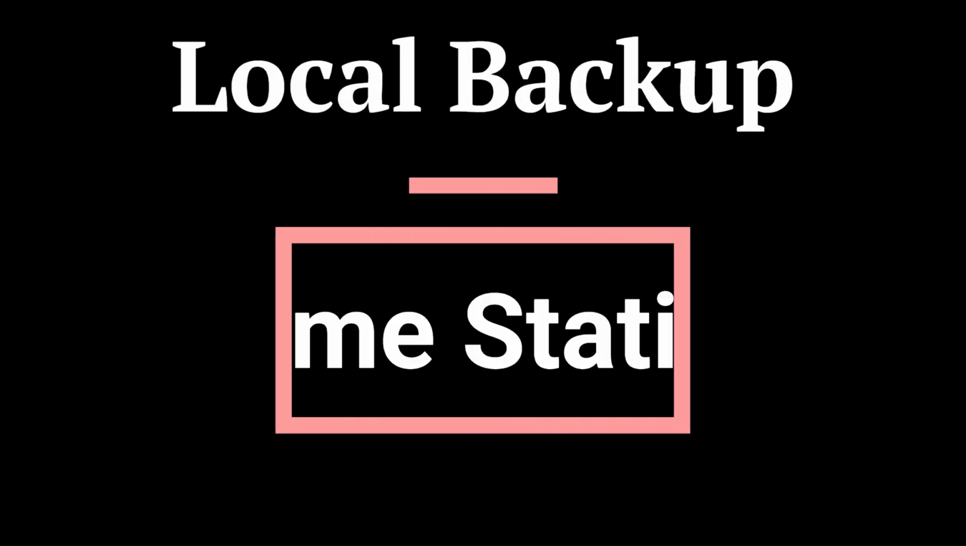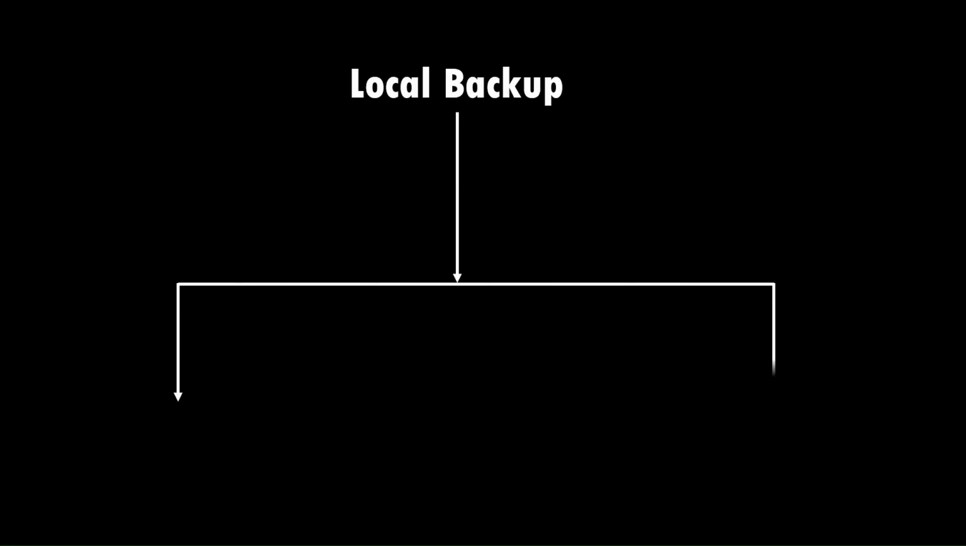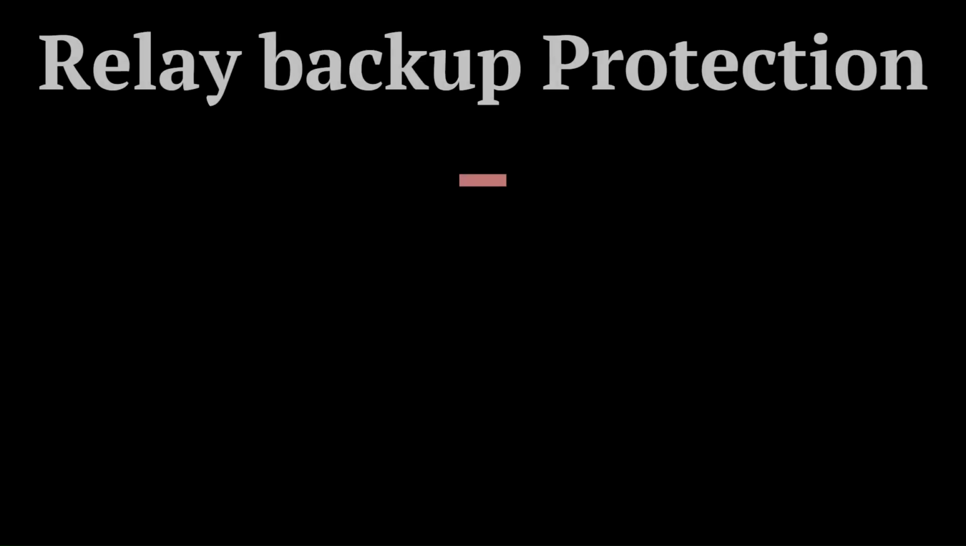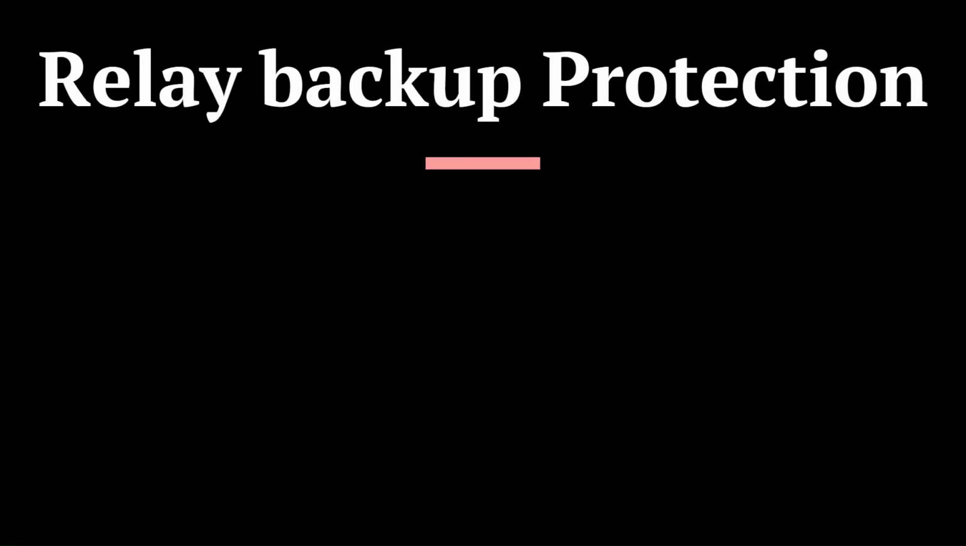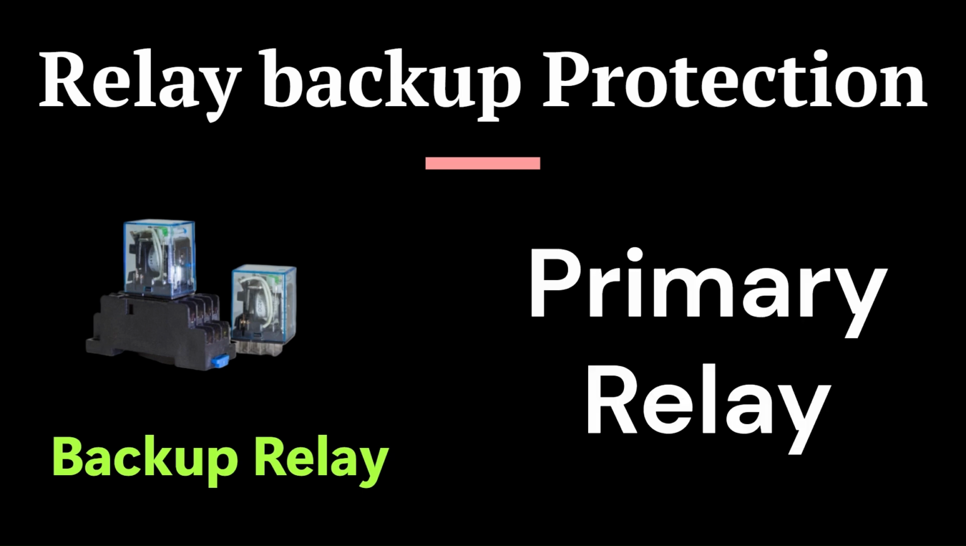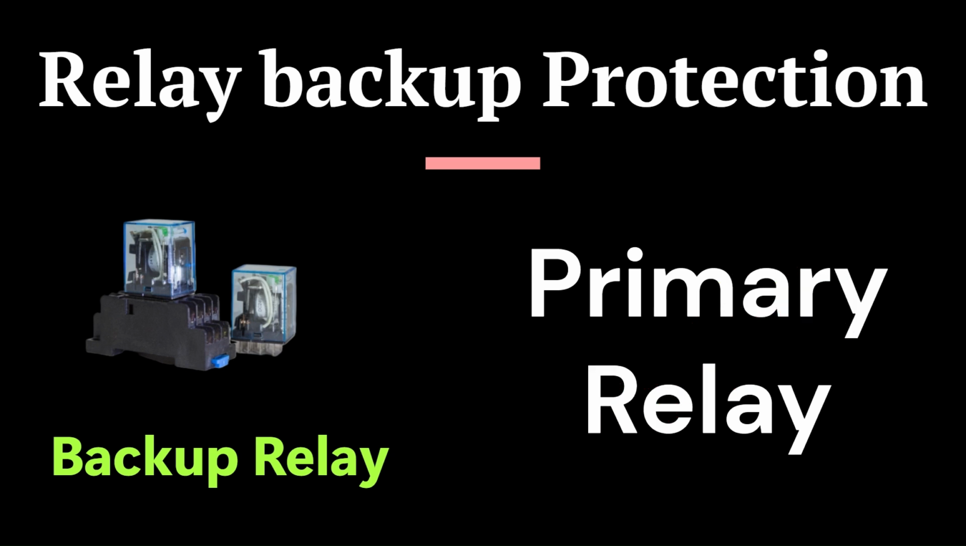Local backup protection provides backup relays in the same station. It is subdivided into two types: relay backup and breaker backup. In relay backup protection, an additional relay is provided for backup protection. It trips the same circuit breaker if primary relay fails to operate.